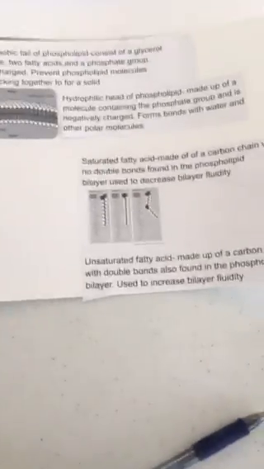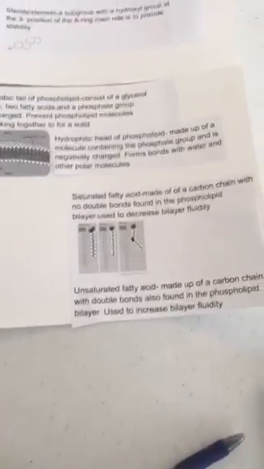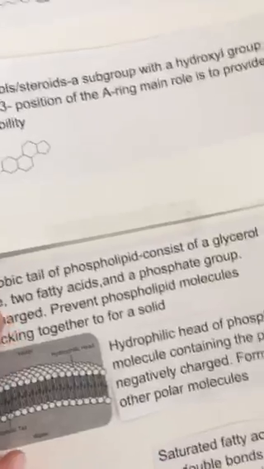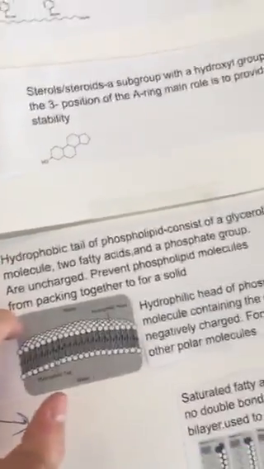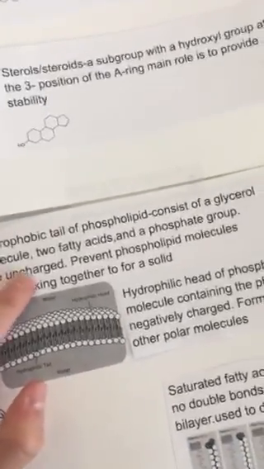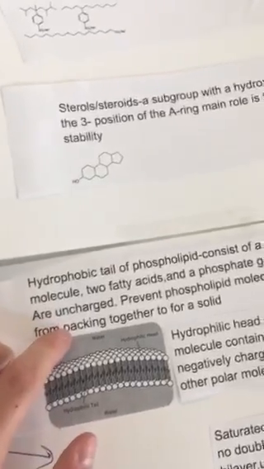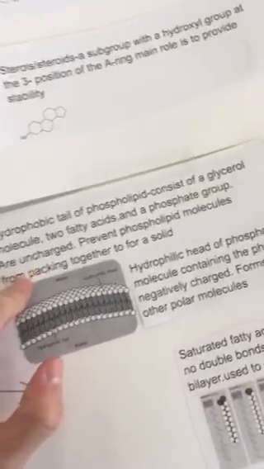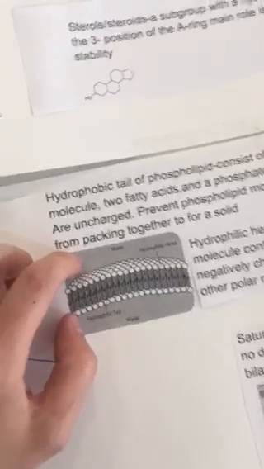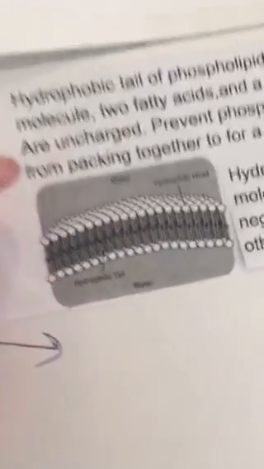And then we go back to the plasma membrane and section off into what the plasma membrane is and what it is made of. So we have the hydrophobic tail of the phospholipid, which consists of a glycerol molecule, 2 fatty acids, and a phosphate group. They are uncharged and prevent phospholipid molecules from packing together to form a solid.